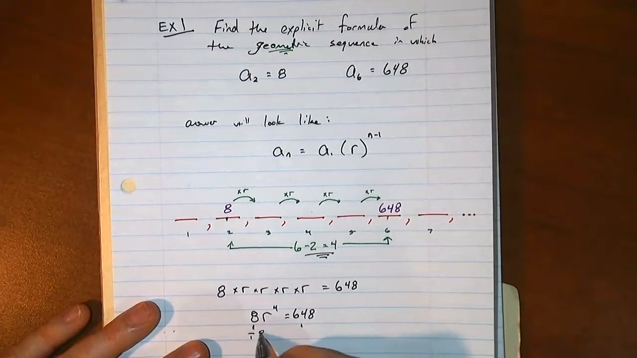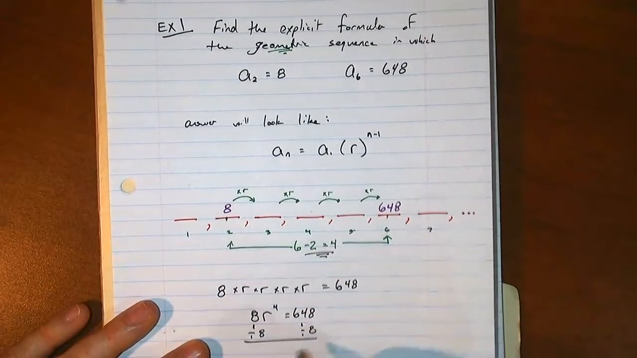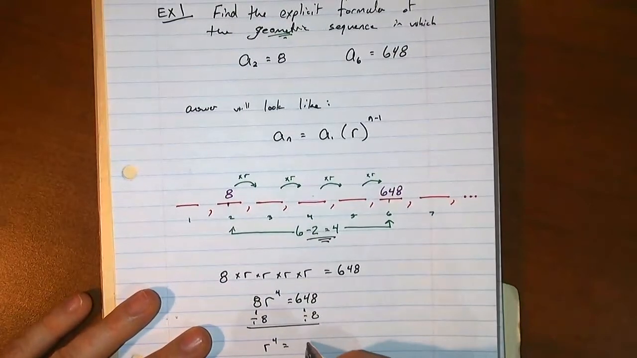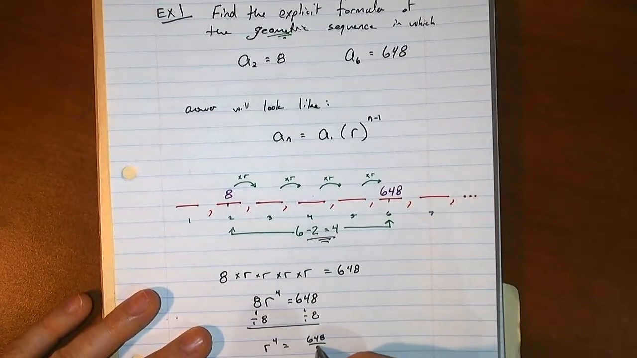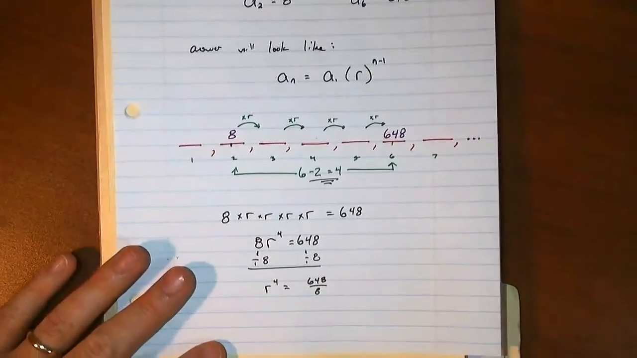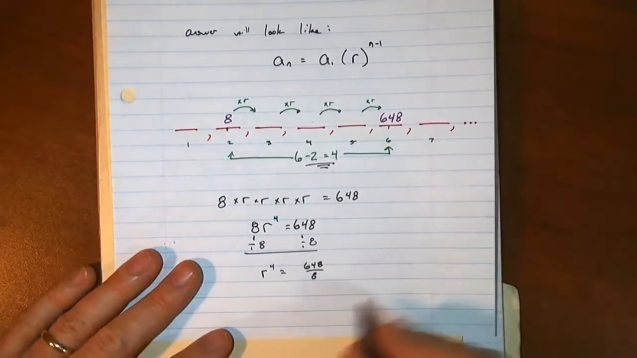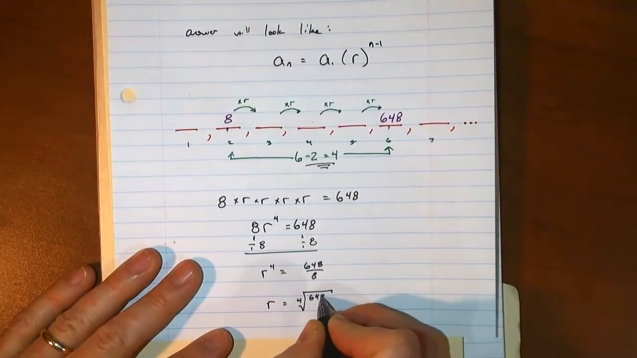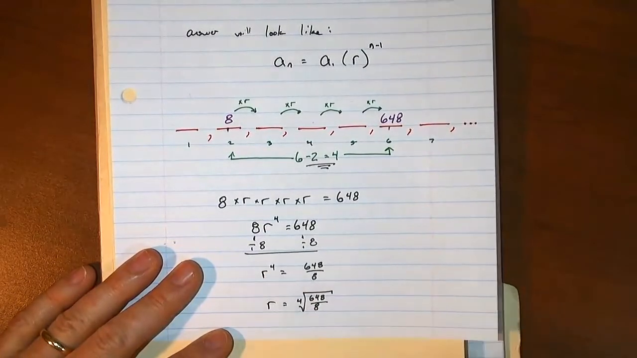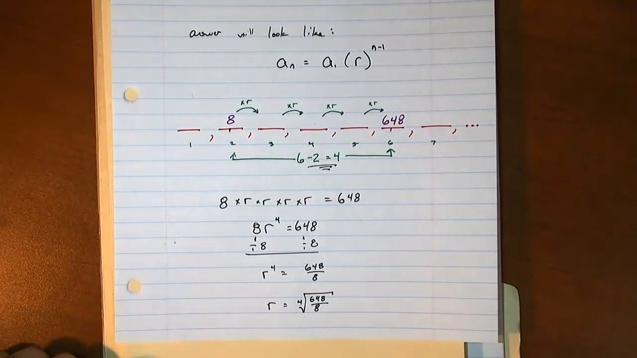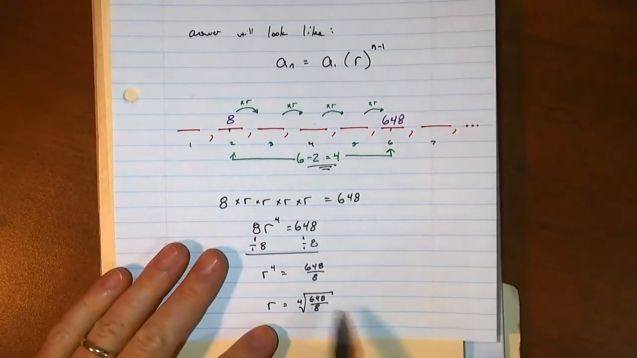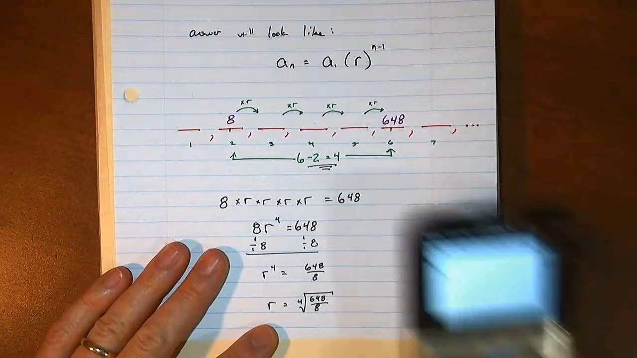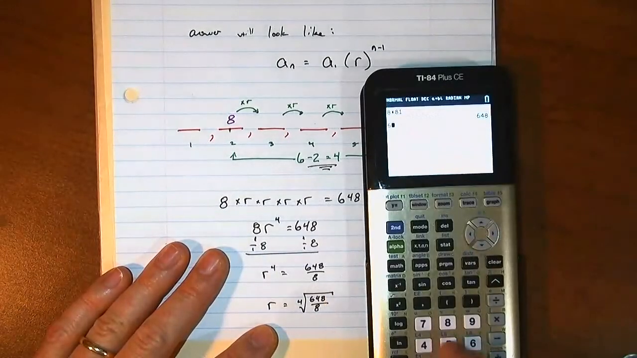First thing I'd have to do is divide both sides by 8. So that gives me R to the 4th equals, I'll grab my calculator in a second, I'll figure out what that is, but I want to leave it like that for a minute. And then I'm going to have to take the 4th root of both sides. All right, and then this is what I'll need to simplify. So I grab my calculator, and 648 divided by 8 gives me 81. And then I'm going to take the 4th root.